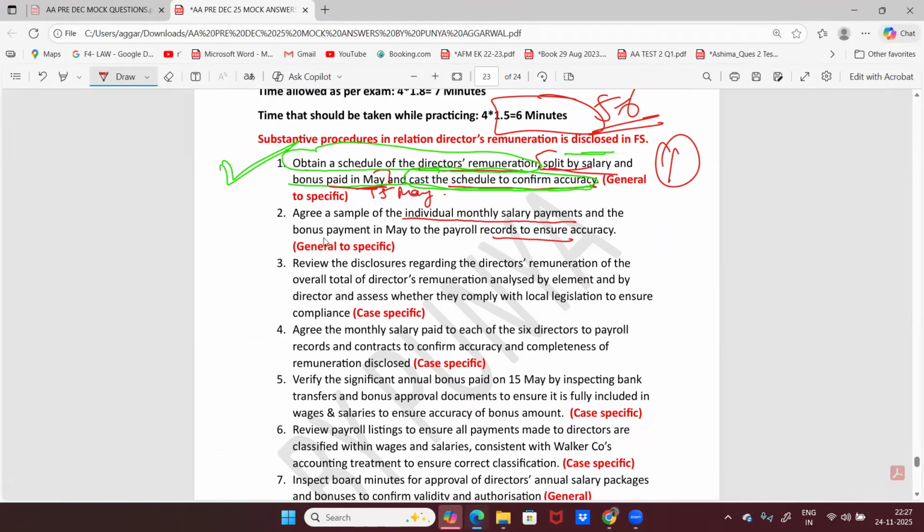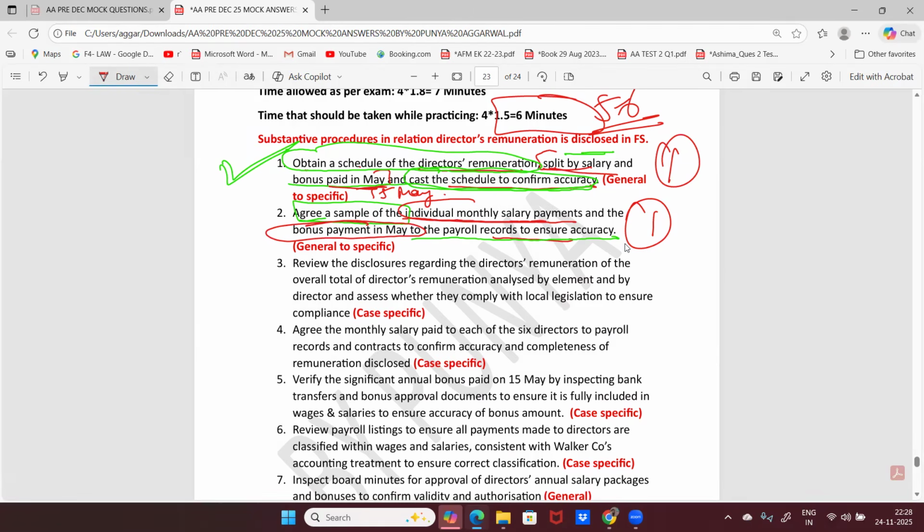Again, this was general. How was it general? Let's see. Agree a sample of the salary to the payroll records to ensure accuracy. I included this particular thing over here, that individual salary and the bonus paid in May, these two words again in the general ones to make it case specific. So these are general procedures made case specific.